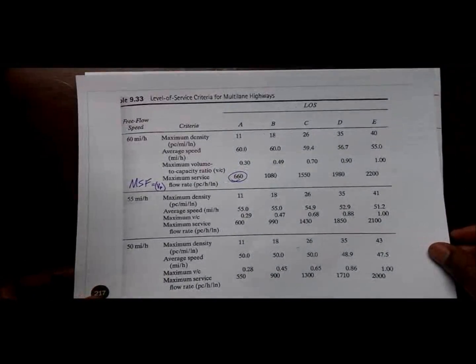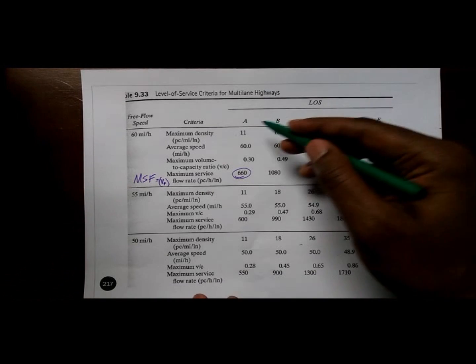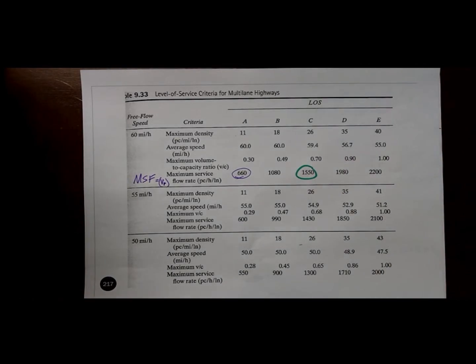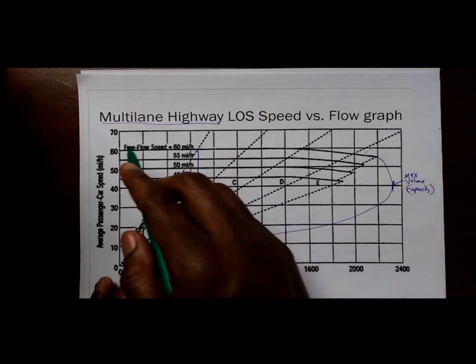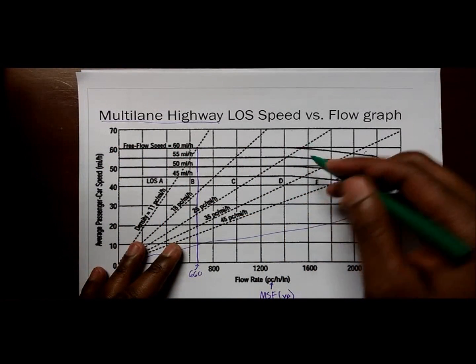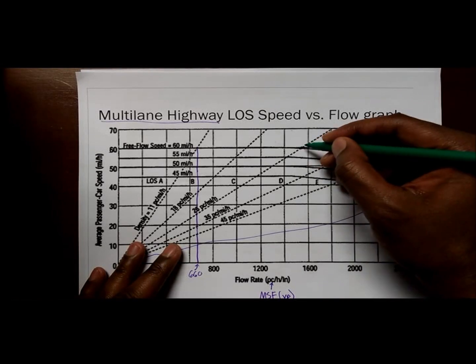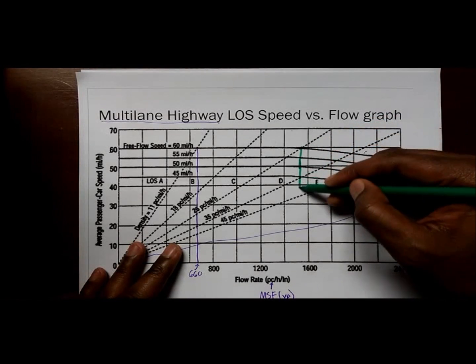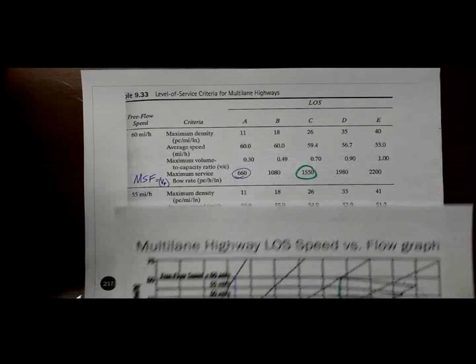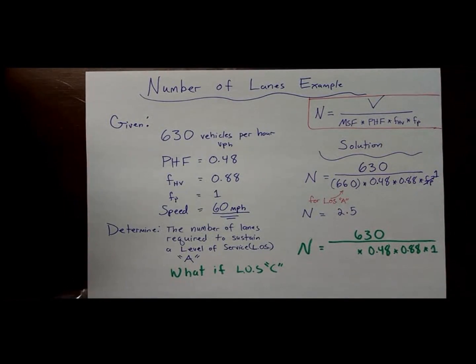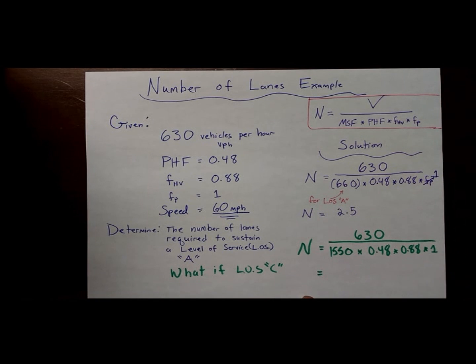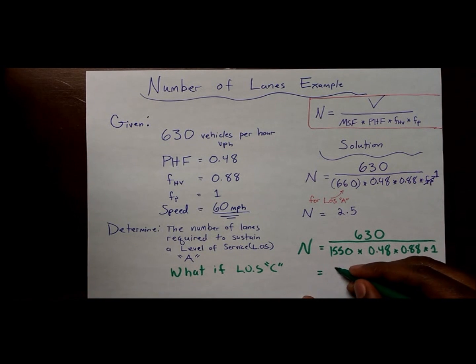I would need to go here. And going down to the level of service C now, the maximum service flow rate that I use in my equation is going to now be 1550. At 60 miles per hour, same thing. Level of service C, that is the boundary of level of service C. That means it's transitioning from level of service C to D. If I were to draw a straight line, it would be right around 1550. So if I place that 1550 right here, I end up getting an answer that is equal to 0.95 lanes.